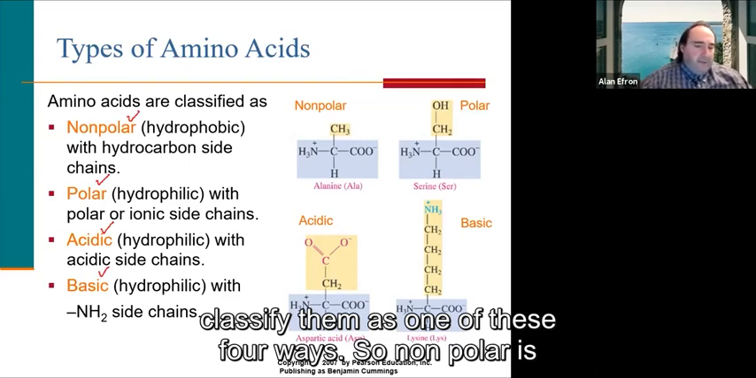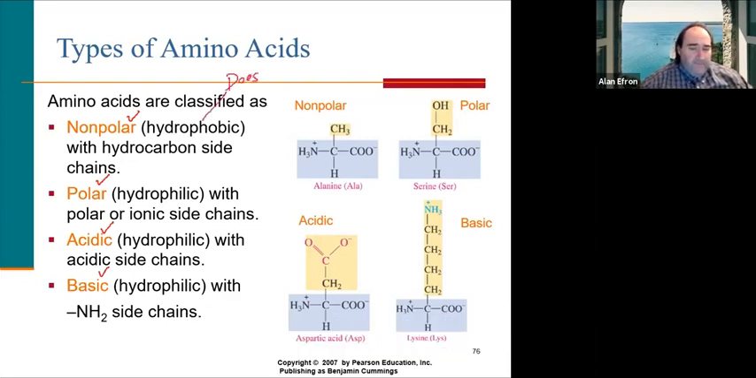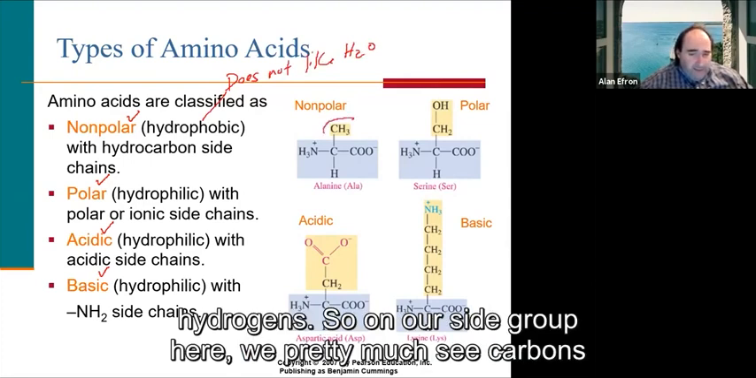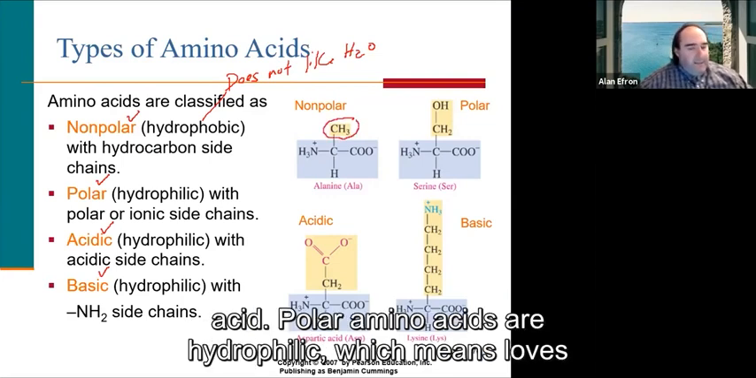So non-polar is hydrophobic, which means it does not like water. It usually will contain just hydrocarbons, so carbons and hydrogens. So on our side group here, we pretty much see carbons and hydrogens. That should tell you that it's a non-polar amino acid.